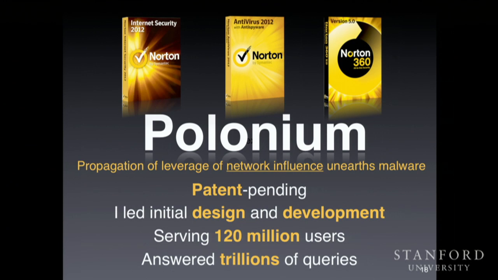Yes. It's the best time to name a system after yourself when you're a grad student, because you create it. And it's not just my name, it also describes how the technology works. The full name for it is Propagation of Leverage of Network Influence Unearths Malware. So the key is network influence. In a few slides down, you'll understand what it means. It's the key concept that we use to label these files into good or bad.